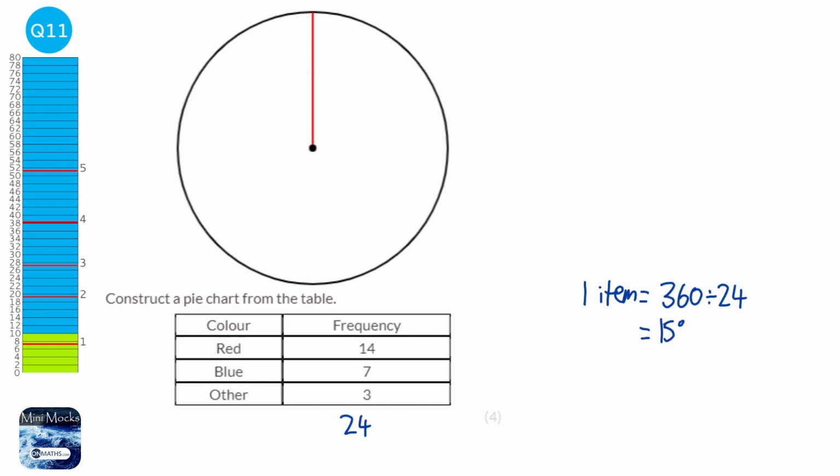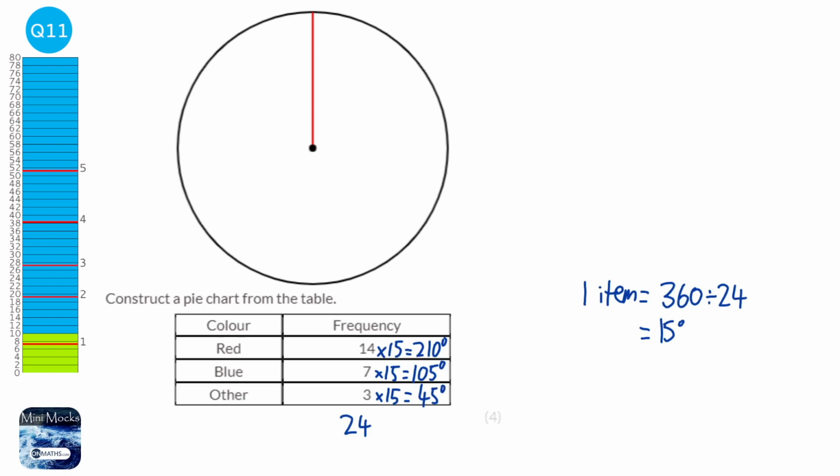So to find out the angle for red, well, we've got 14 items, times it by 15, and that will give us 210 degrees. And we're just going to times each of these by 15, which will be 105, and the final one times 15 is 45 degrees. Add them up, and they add up to 360, which is good. They need to add up to 360.